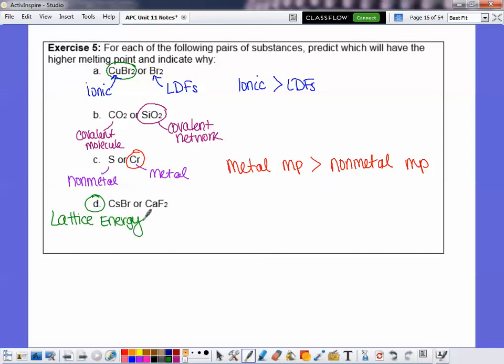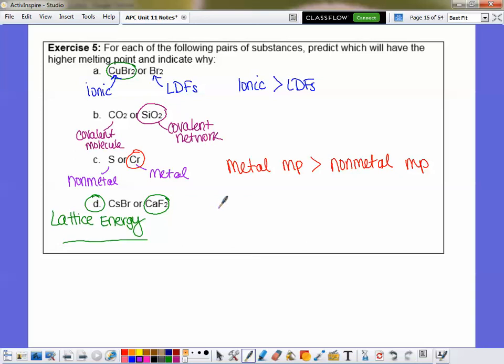This has to do with lattice energy, which is that POGIL we were supposed to do today. No, I think it would be this one, because of lattice energy.